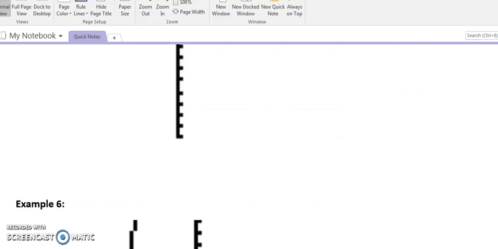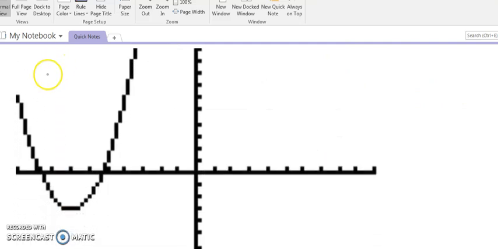All right, let's keep going. Example 6. Again, it's opening up. So this is going to be an a value that's positive. And we're not going to worry about specifically what a is. But we are going to worry about our vertex. 1, 2, 3, 4, 5, 6, 7. So it looks to me like it's negative 7 comma 1, 2, 3. Sometimes it's hard to tell. So this is going to be our h and our k.